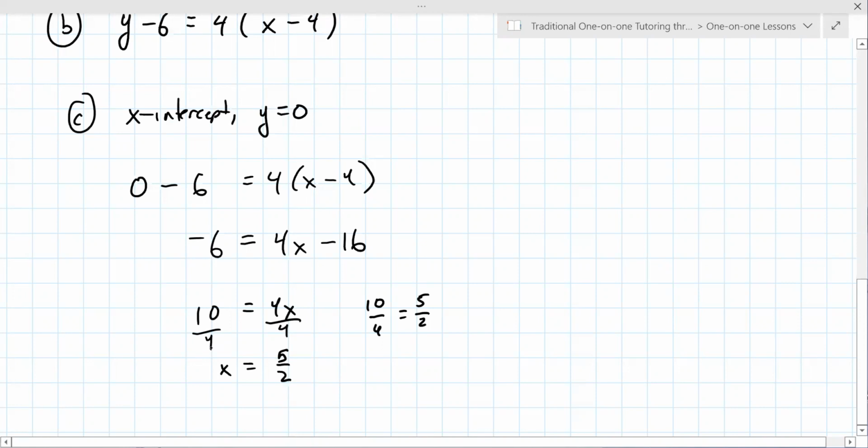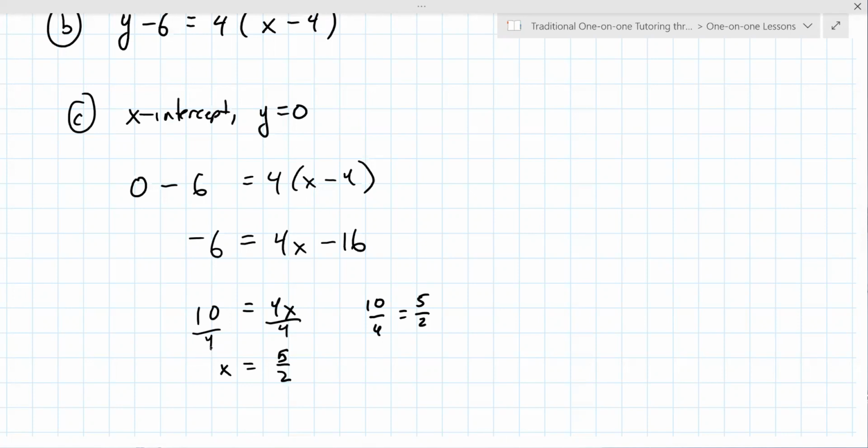Okay, sorry. Maybe you're used to the variable being on the left instead of the right. Maybe you're tired. Maybe both. Let's just say both things. Yeah. All right, x equals 5/2. I'm gonna write that 10/4 equals 4x/4.